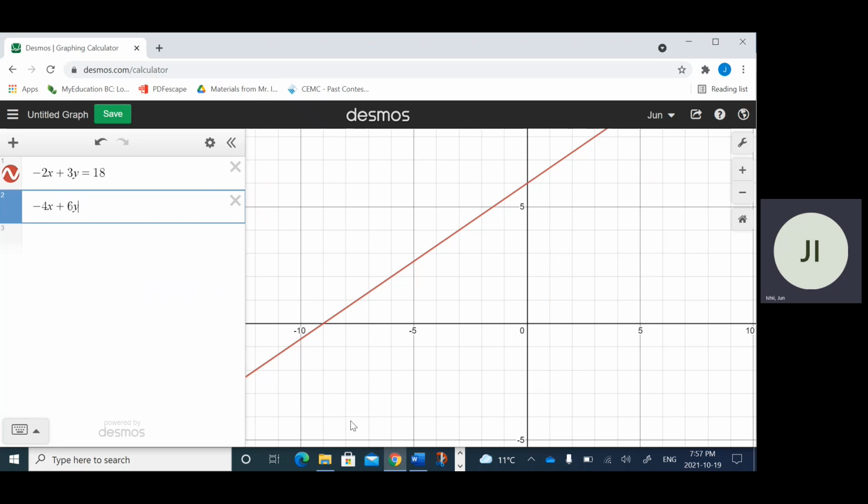Plus 6y equals 36. You guys ready for this? You can see that now that line is blue. It overlaps. So if I toggle it off, it's red, toggle on. So it's the exact same line, it just looks different. And so that's how you create infinitely many solutions.